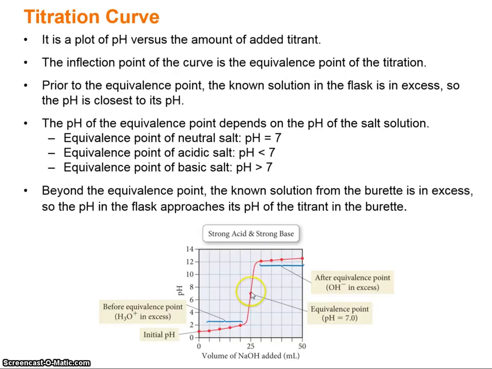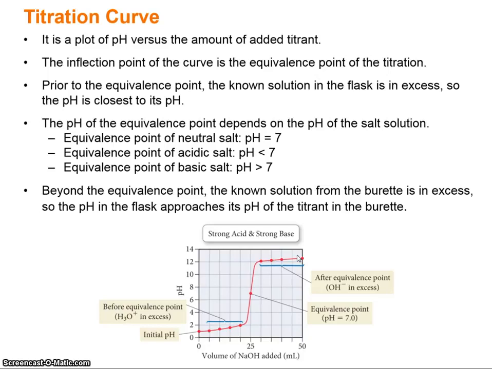The inflection point on the curve is the equivalence point of the titration. So this actually gives us the real equivalence point where the moles of titrant and moles of titrate are equivalent to each other. So prior to this, the known solution in the flask is in excess. So it's closer to its pH, and afterwards it's going to be closer to the pH of the titrant.